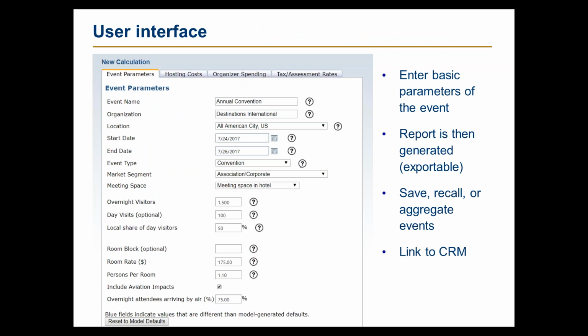The interface is very easy to use by design and requires a limited set of inputs, including the event name and organization, the location, start and end date, the type of event, and the market segment, where the meeting space exists, whether in a hotel or outside of the hotel, and then the number of visitors overnight and day. With the room rate added, we have enough information to run an impact analysis.